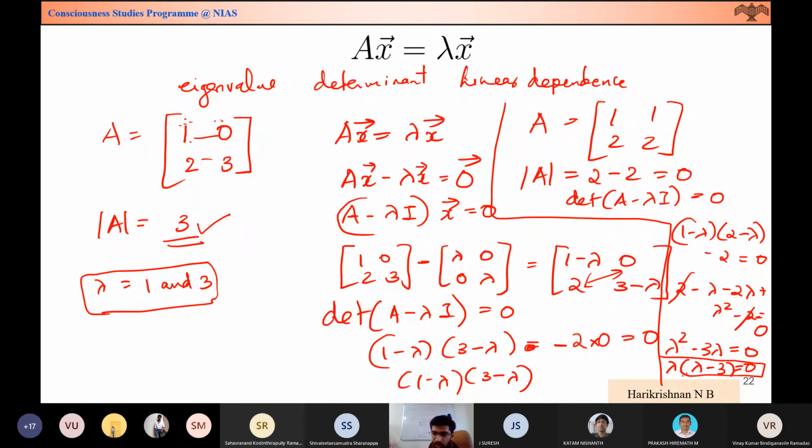Due to lack of space, I'm going to write this entire thing here. Sorry for this horrible writing. So here the eigenvalues are lambda equal to 0 and lambda equal to 3.